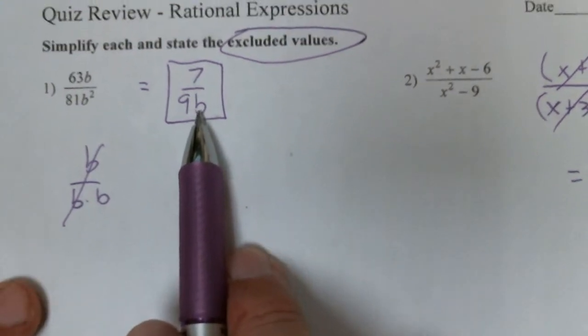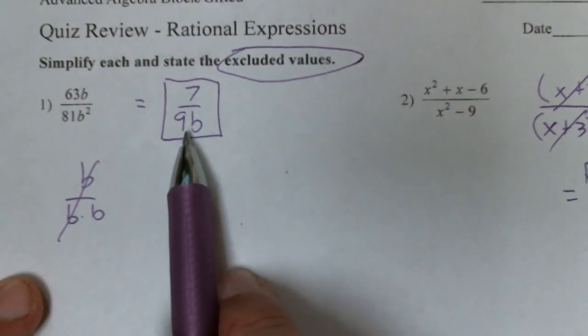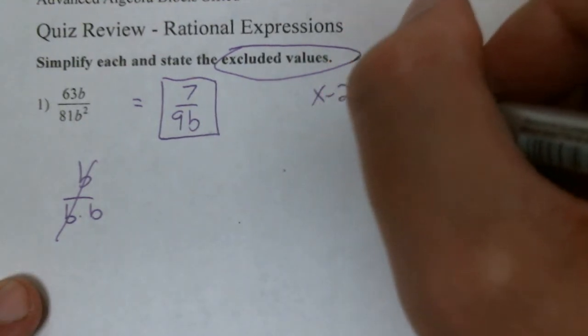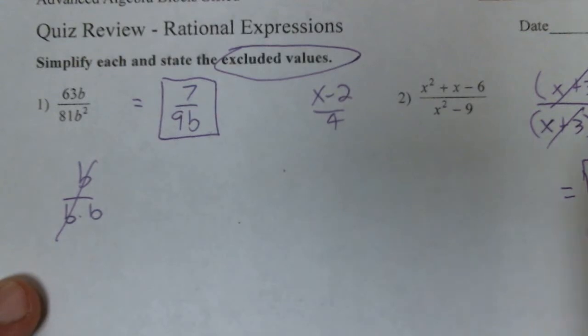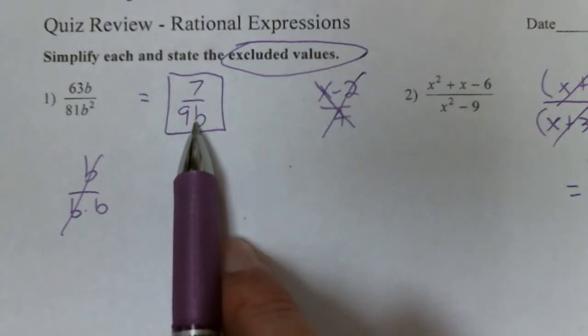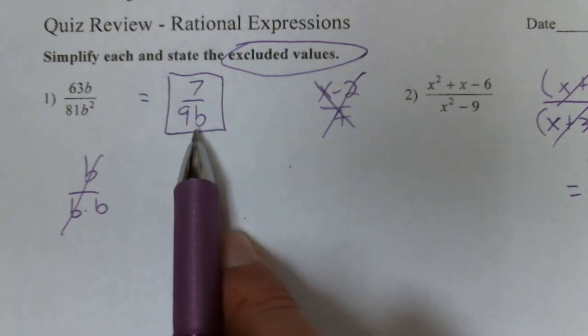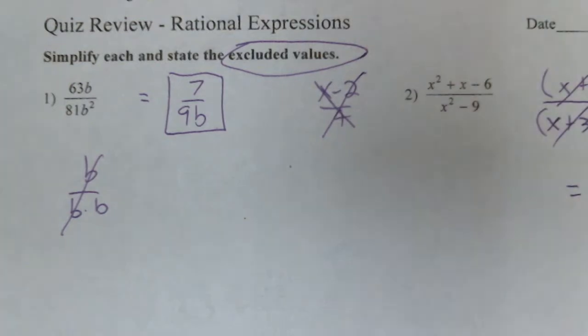One way is to say, you can only have an excluded value if you have a variable in the denominator. Okay, if I just have some expression x minus 2 over 4, there is no excluded value. An excluded value means that you have a number that you can substitute in for the variable that will create a 0 in the denominator, which we can't have. I can never divide anything by 0.